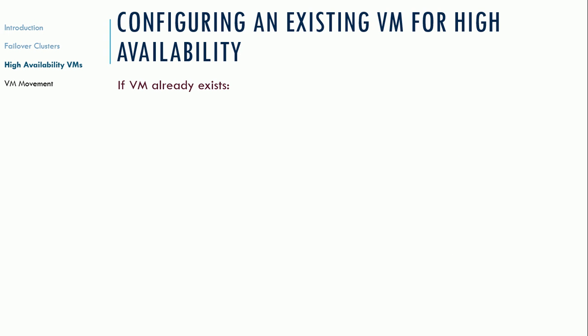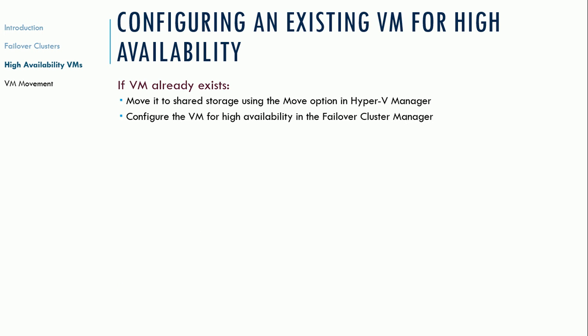I haven't really given you details yet, so let's talk about how to configure an existing VM for high availability. If the VM already exists, you're going to move it to the shared storage using the move option in Hyper-V Manager, which we're going to talk about here at the end of this unit. Then you're going to configure the VM for high availability in the Failover Cluster Manager, and then you're going to click the Configure Role option in the Actions pane to start the High Availability Wizard.